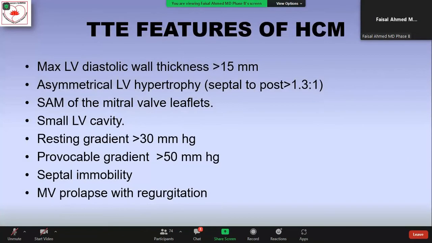Well, echo features denote, in case of HCM, the wall thickness should be more than 15 millimeter, and there will be asymmetrical septal hypertrophy with a ratio of more than 1.3:1. In case of obstructive variety, the resting gradient should be more than 30 millimeter mercury, and the provocable gradient should be more than 50 millimeter mercury, with presence of systolic anterior motion of the mitral valve leaflets and presence of features like MV prolapse and regurgitation.